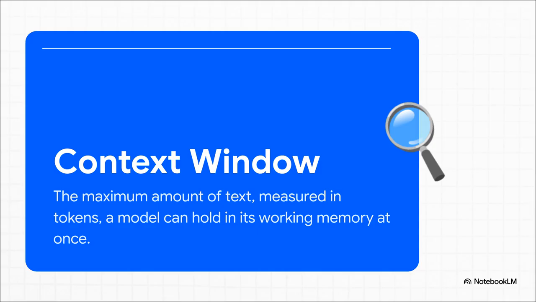That is exactly why, in a super long conversation, the AI might suddenly seem to forget a rule you gave it right at the start. That earlier text literally just fell out of the window.